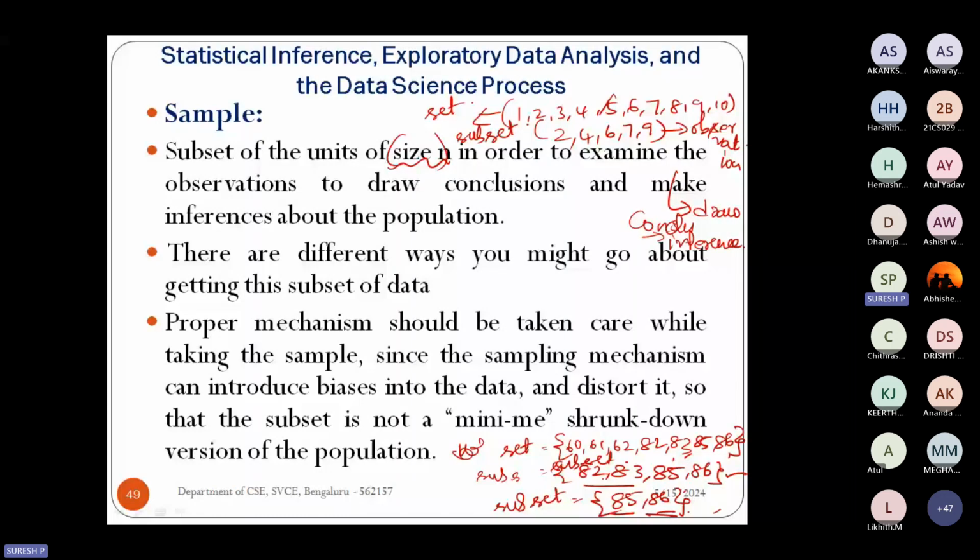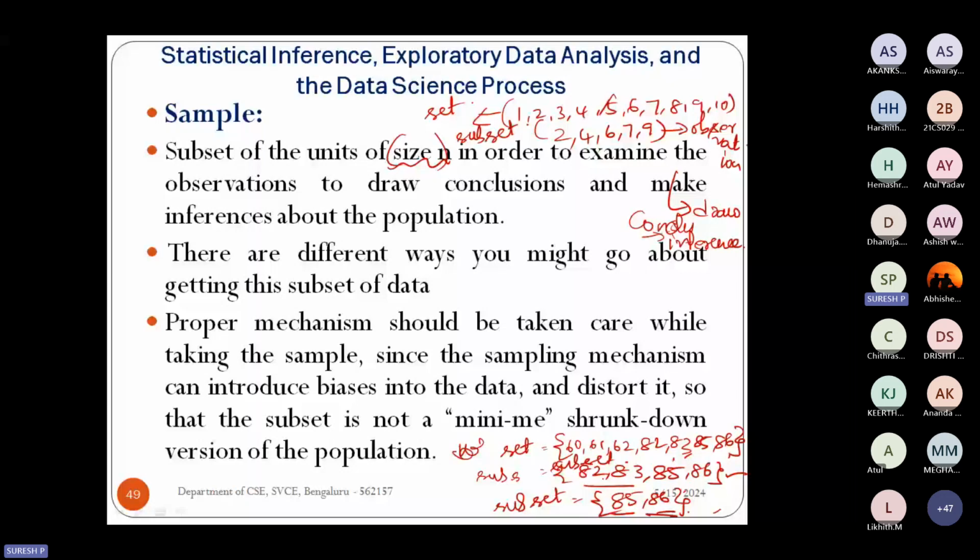In that data, I will again check whether any person has more than 80%. If any person has more than 80%, I will create another subset of that. When you create another subset of those who have more than 85%, from that particular set I'm going to decide who is going to be the topper of that particular class.